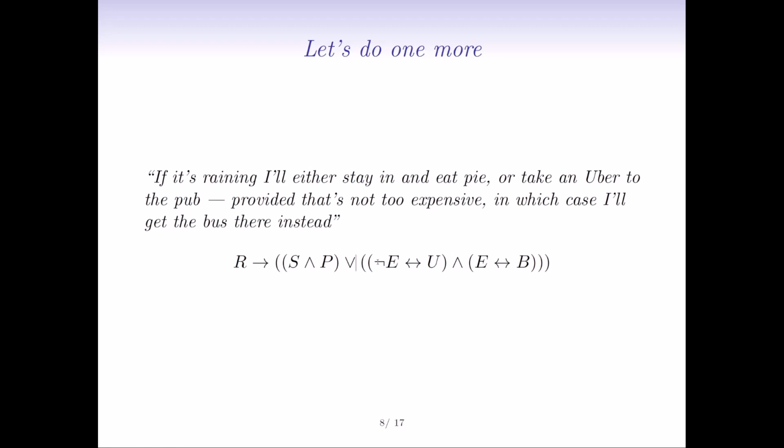So I'm going to translate this as a conjunction of: not E, if it's not too expensive, if and only if I take the Uber to the pub, and it is too expensive if and only if I take the bus. I think, because of course we can't have E and not E at the same time, this would actually turn out to be the same if I'd written these two as simple left-to-right implications. But I think here it's not too serious, and I think the meaning of the formula is the same either way.